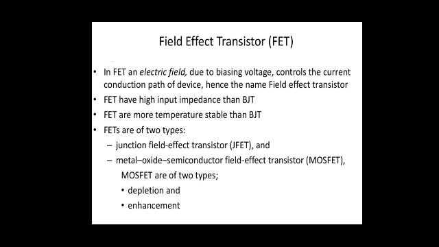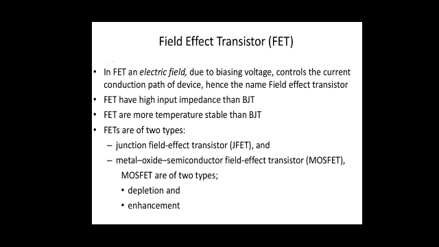The electric field created in the FET due to the biasing voltage will try to control the current. It will try to control the current, and hence the name is given as field effect transistor.